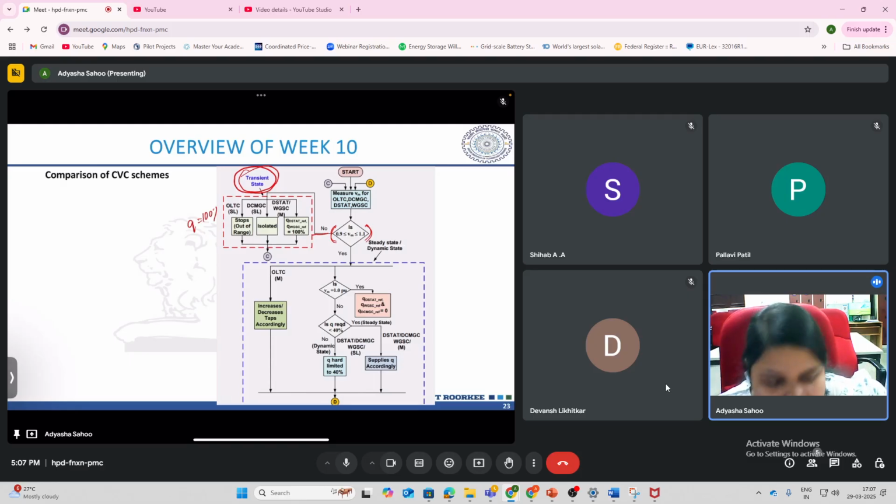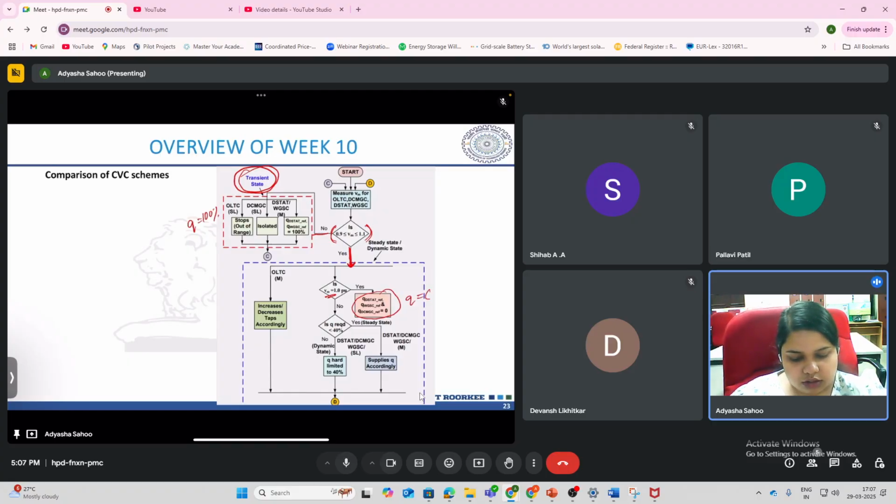But if the voltage is within the range, then it can be either in the steady state or in the dynamic state, so that we will check. After the voltage is in the range, we check whether the voltage is at 1. If the voltage is at 1, so 1 is the most favorable voltage condition, what we call a flat voltage profile, so you do not require any Q. So you see, if it is at 1, the Q is 0.